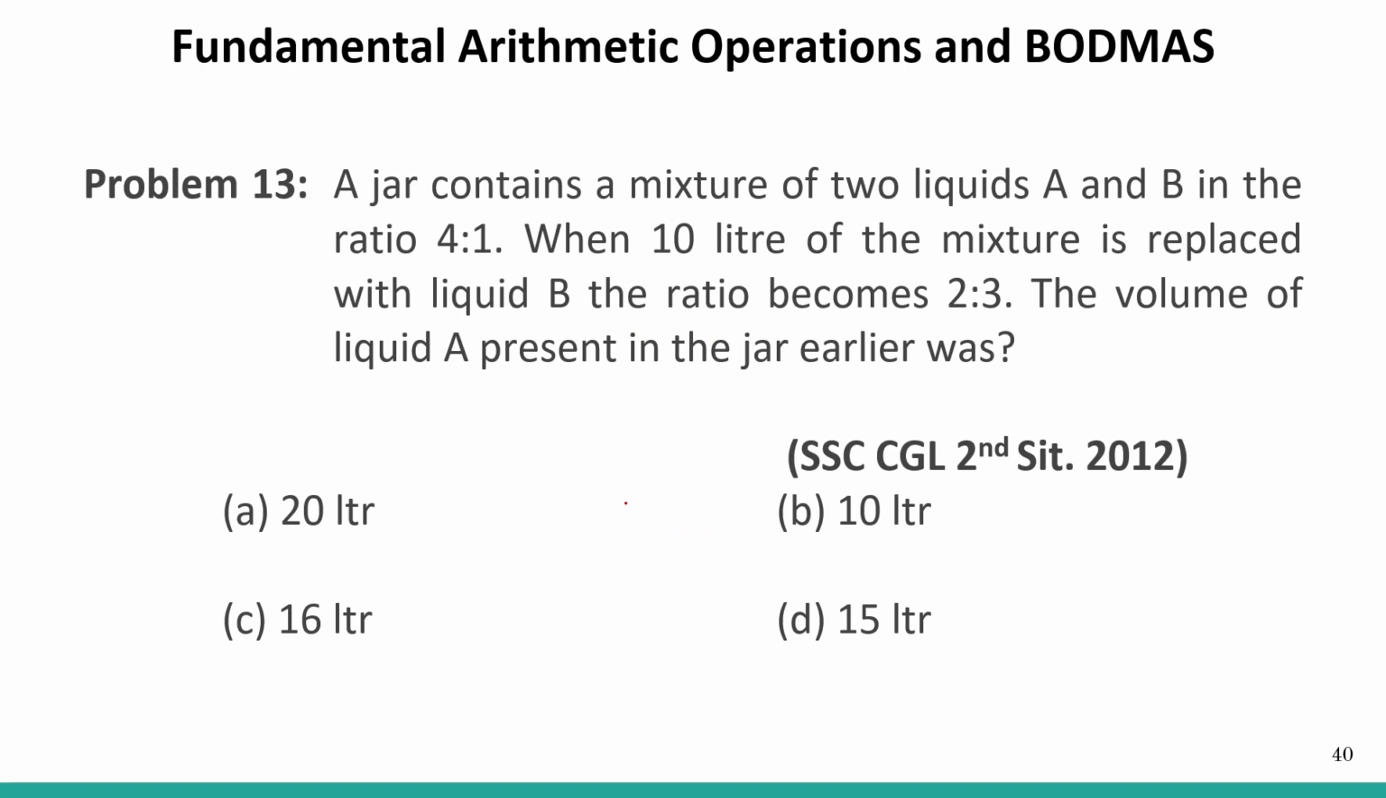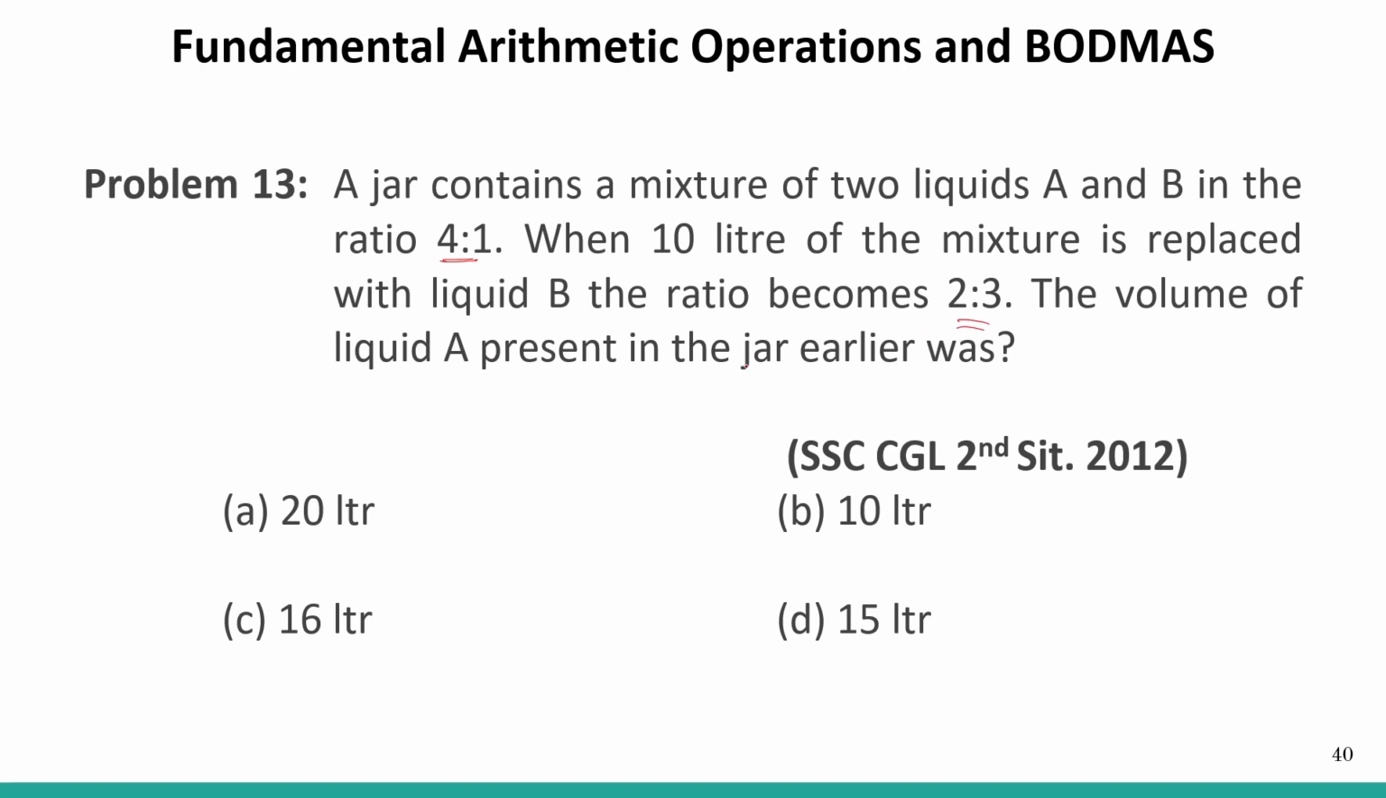Let's see problem number 13. A jar contains a mixture of two liquids, A and B, in the ratio 4:1. So when 10 liters of mixture is replaced with liquid B, the ratio becomes 2:3. So the volume of liquid A present in the jar earlier was what? Okay, here the jar contains two liquids, A and B, in this ratio. So when 10 liters of the mixture is replaced with liquid B, the ratio becomes 2:3.